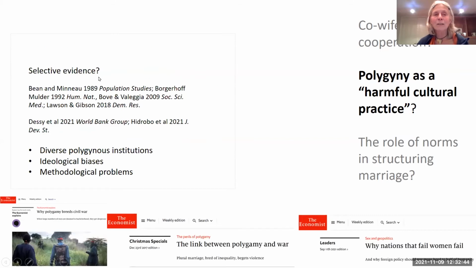And I just want to raise the argument that there's an awful lot of selective evidence being used. If we look at the demography and anthropological literature, basically every 10 years a new review comes out. The most recent is a nice one by David Lawson and Mara Gibson, showing that the evidence for the negative effects of polygyny on fertility, child health, child survival is really patchy. And we just can't make generalizations about it.